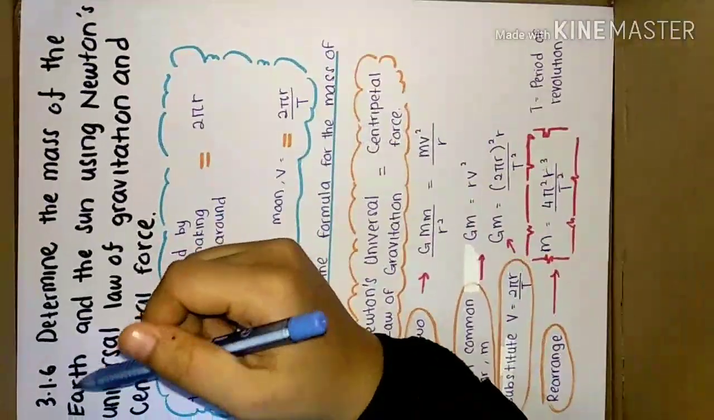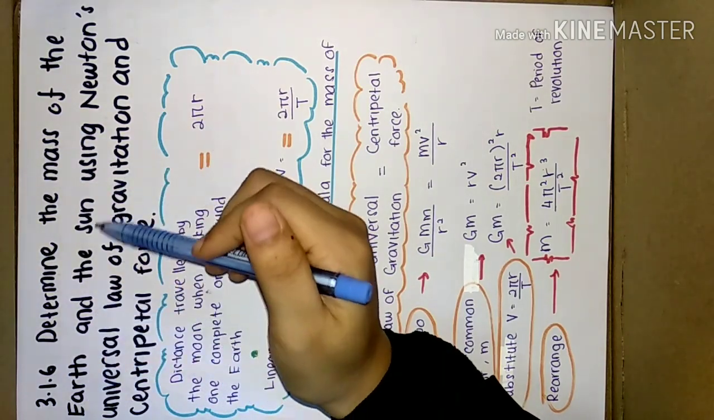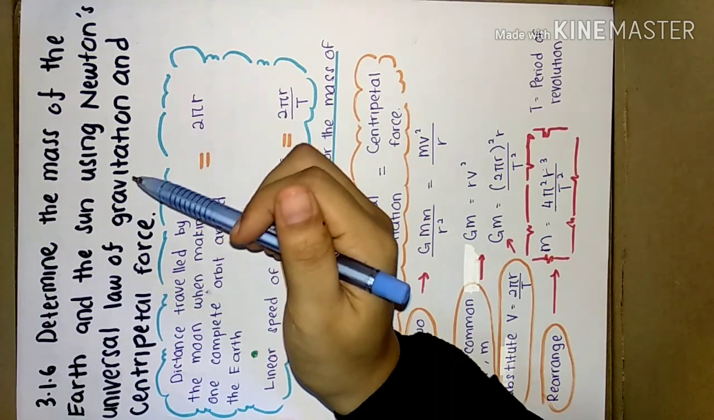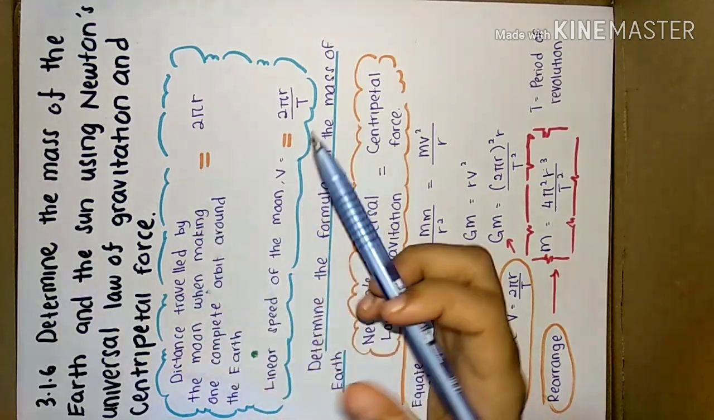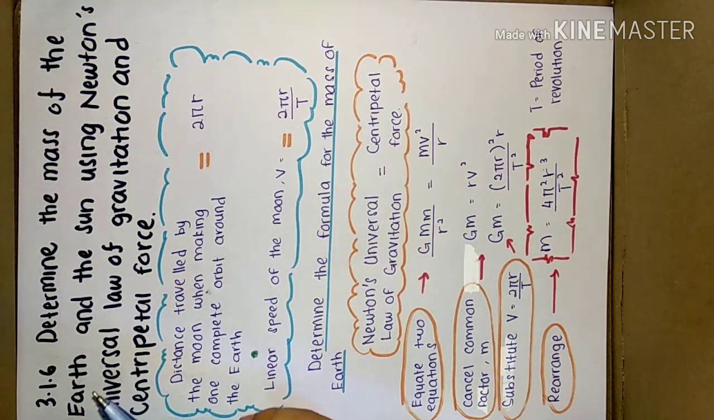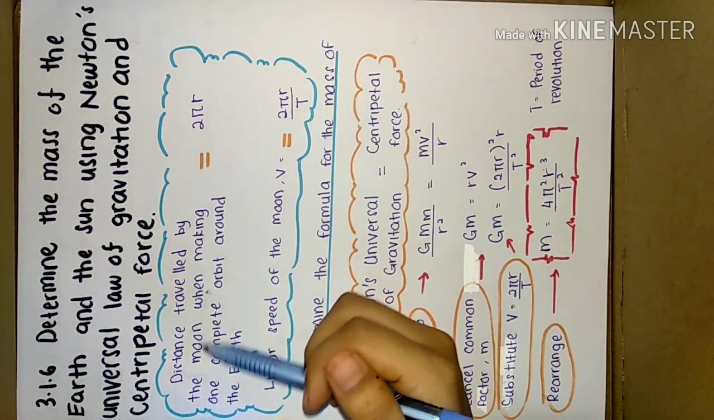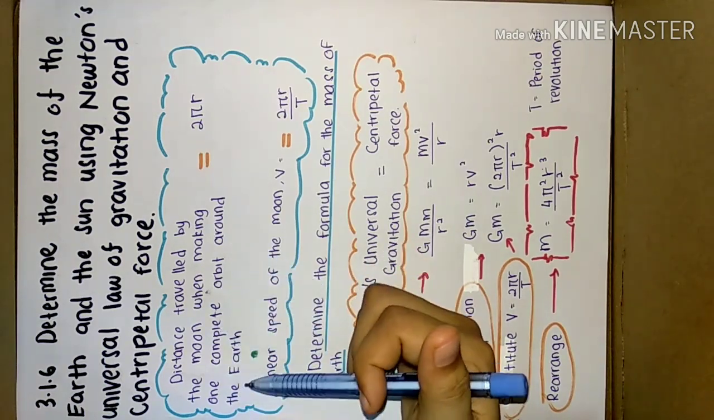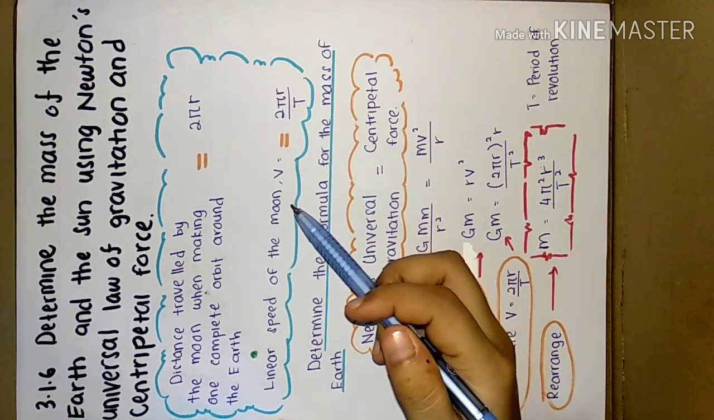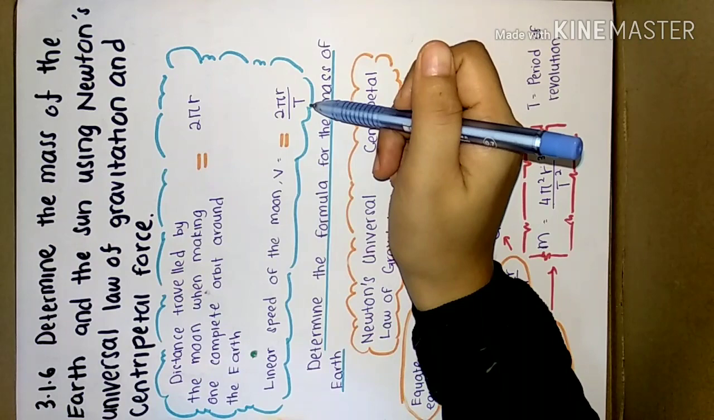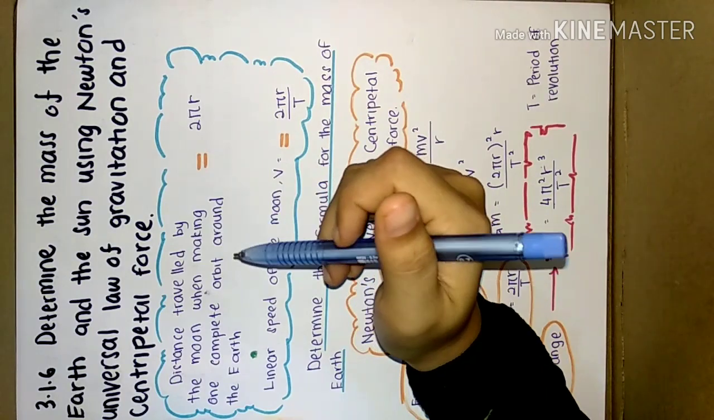Okay, let's move to the next topic, which is 3.1.6. Determine the mass of the Earth and the Sun using Newton's universal law of gravitation and centripetal force. First, we have to derive the formula for the mass of Earth. The distance traveled by the Moon when making one complete orbit around the Earth is 2 pi r. So the linear speed of the Moon is 2 pi r over T, where T is the period of revolution of the Moon around the Earth.